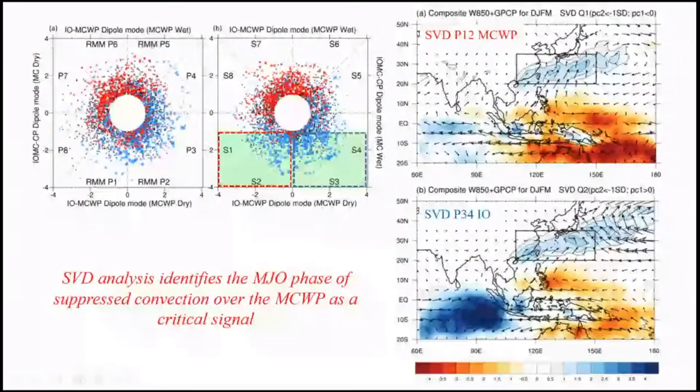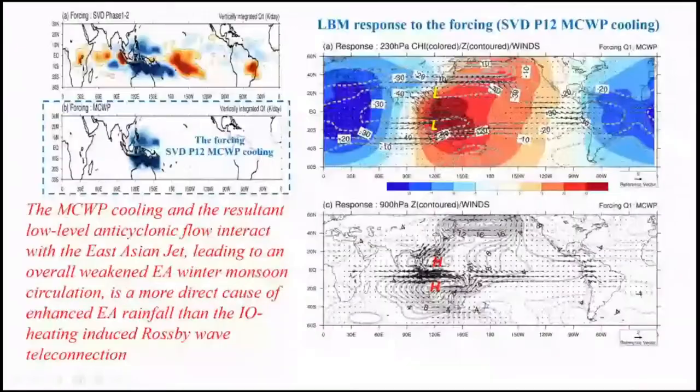But in this case, what is interesting is the effect of the MJO on the East Asian rainfall. So we found that in SVD phase 1-2, the cooling in the maritime continent and western Pacific is pronounced, is dominant. So we carry out a forcing experiment using a linear barotropic model, which is a global model.